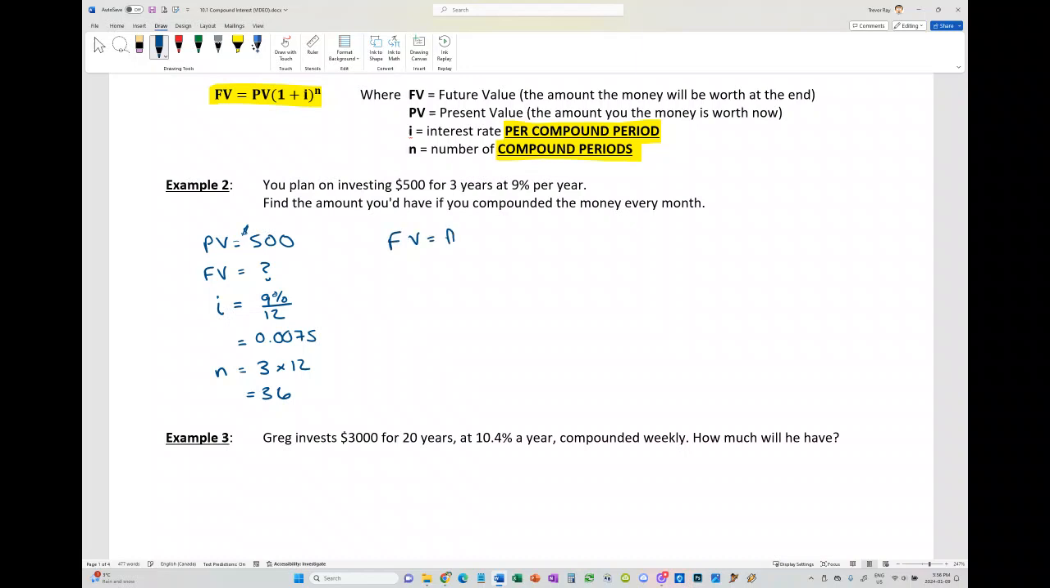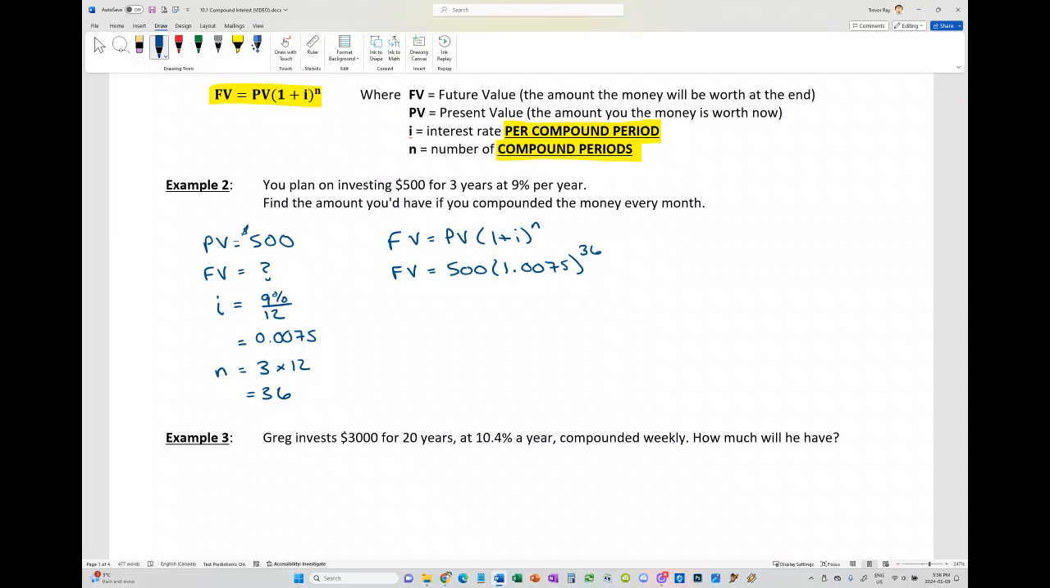So future value equals present value times 1 plus I to the exponent n. Future value, I don't know what that is, so I'm going to leave it as future value. Present value is 500. And this part, usually we do this in our heads because it's a really easy number to do. 1 plus 0.0075 without even using a calculator is 1.0075. And our n is 36.